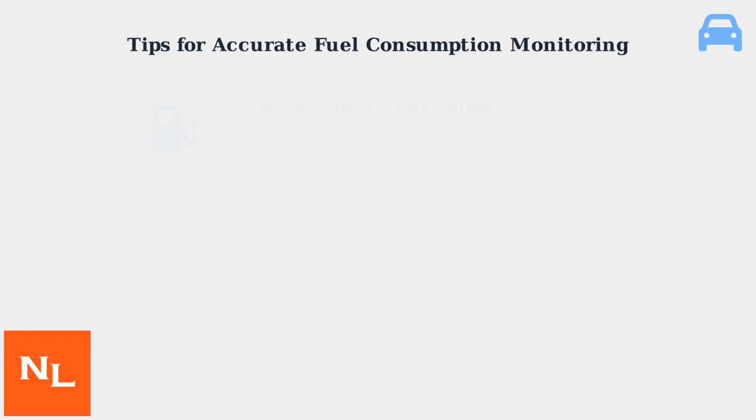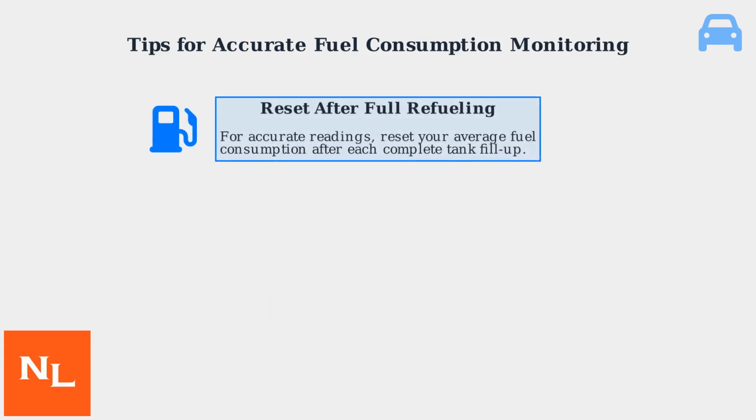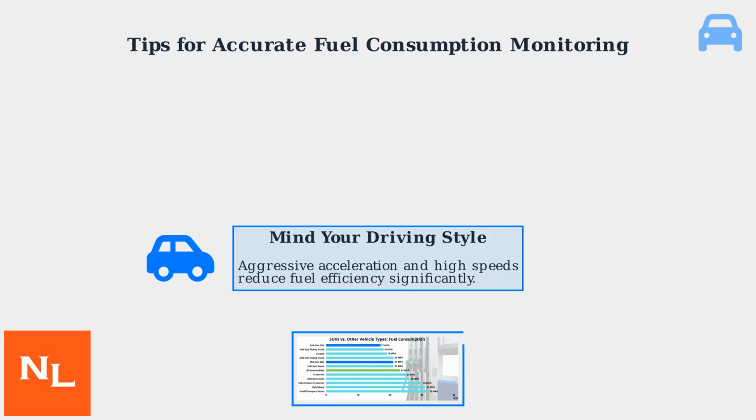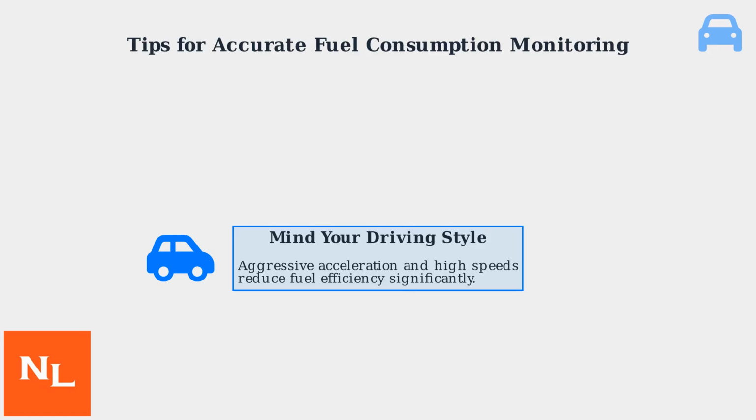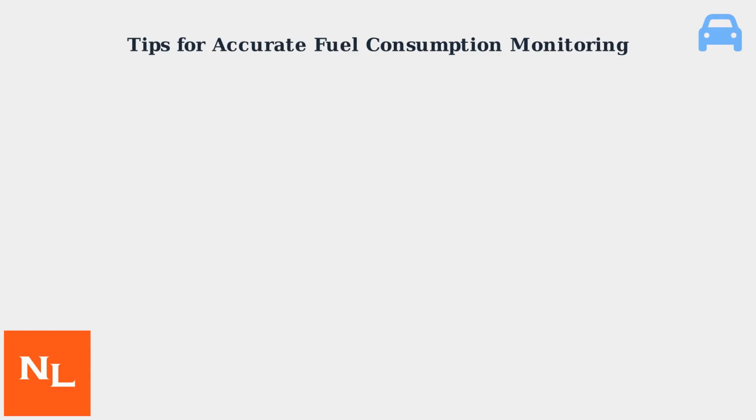For accurate fuel consumption monitoring, reset your average after each full refueling to establish a clean baseline. Be mindful of your driving style, as aggressive acceleration and high speeds can significantly reduce your fuel economy. Compare your displayed average with manually calculated figures using miles driven divided by gallons used to verify accuracy. Remember that resets serve as diagnostic tools to help identify potential vehicle issues and optimize your fuel economy.